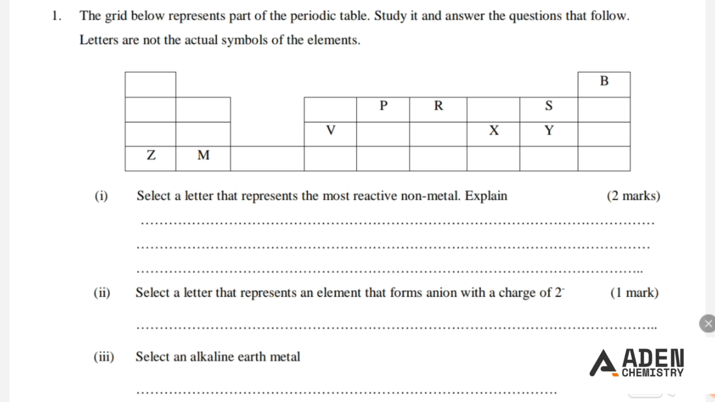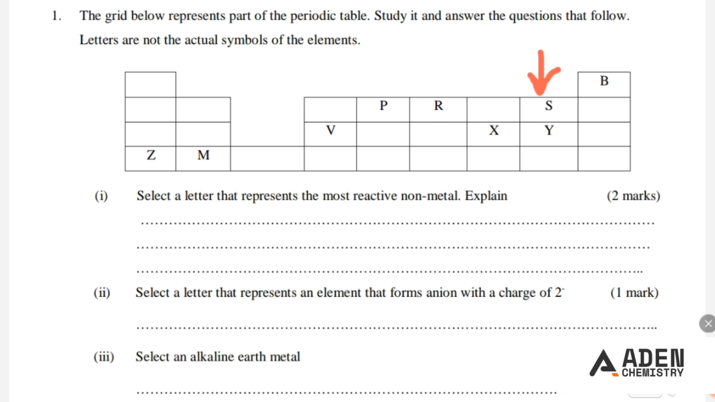So learners, when we are asked the most reactive nonmetal, we are going to check it from the halogens. So what are halogens? Halogens are group 7 elements of the periodic table. So this is group 1, group 2, group 3, group 4, group 5, group 6, group 7. This is group 8. So this side is group 7. This is the group that we are talking about.